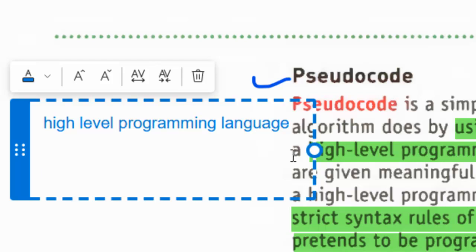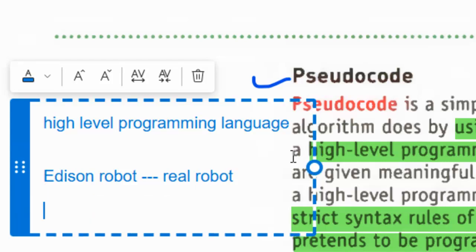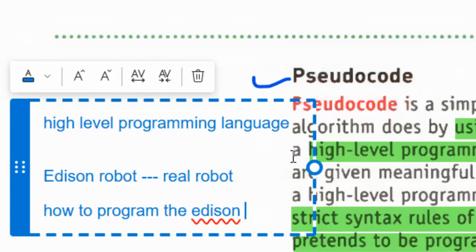Okay, yes, to control the Edison robot, which is our real robot, we have to program this robot. How to program the Edison robot?